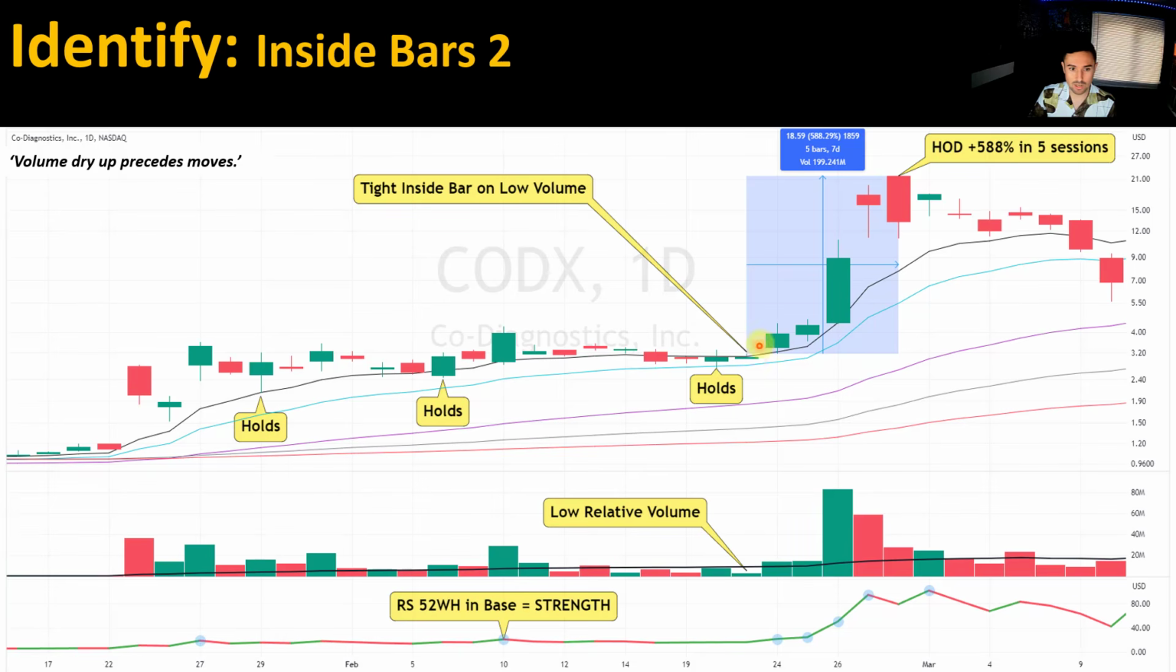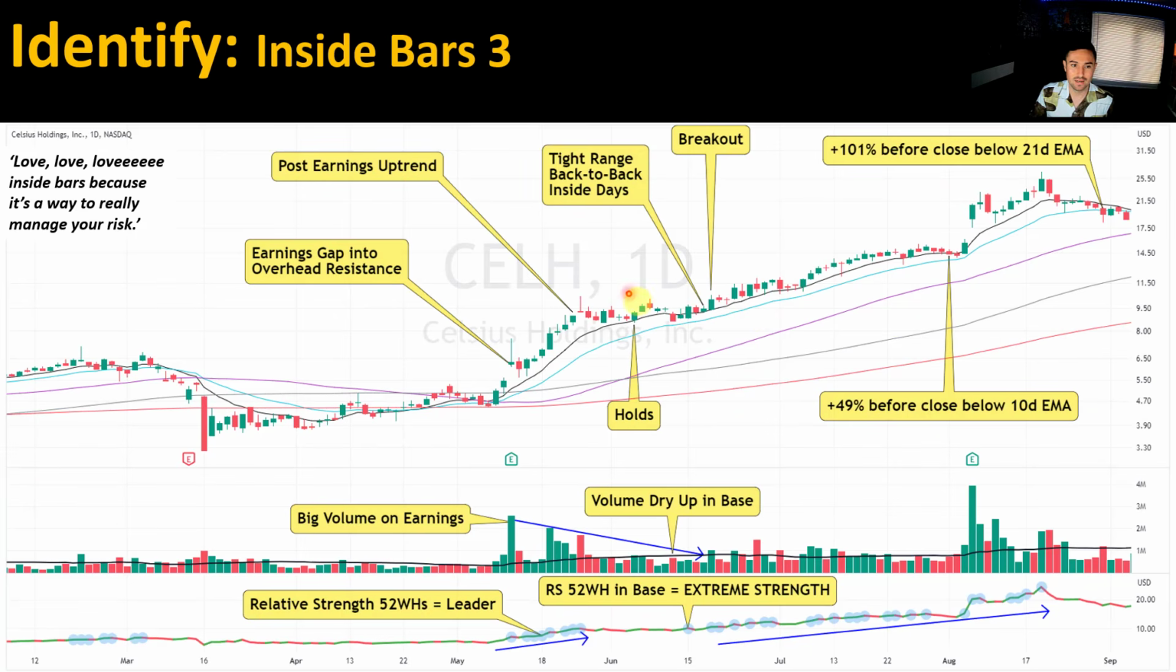So inside bars number 2, I'm just going to show you a collection of inside bars with some quotes. Volume dry up precedes move. So see how you get the VCP action, volatility contracts. See how you get this really tight inside bar, the volume dries up, and then the stock explodes out of the base. Another one here with Celsius.